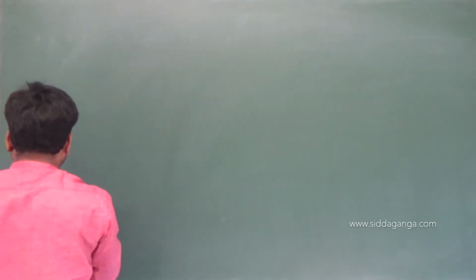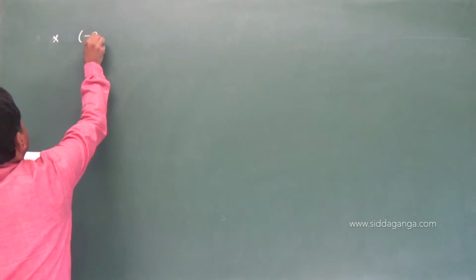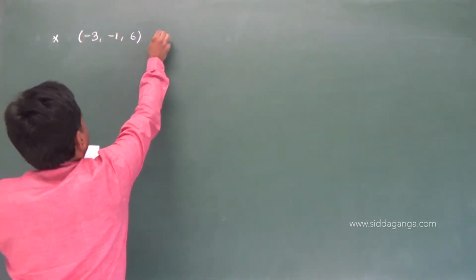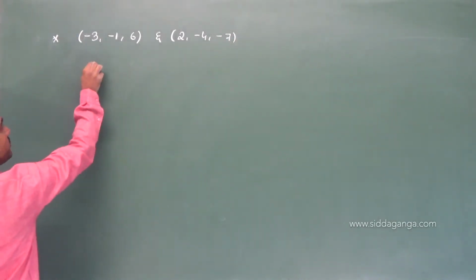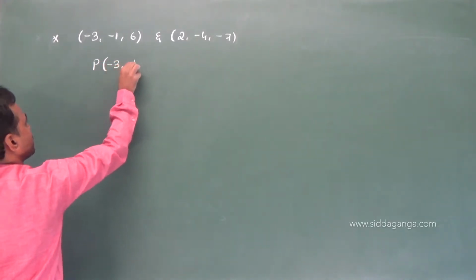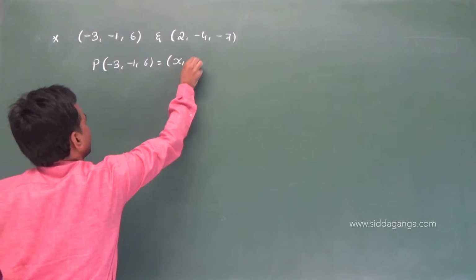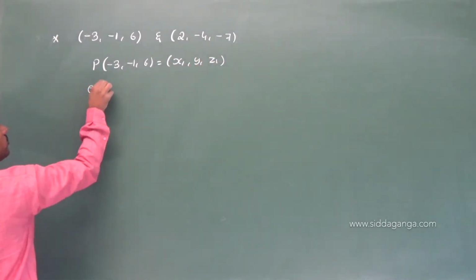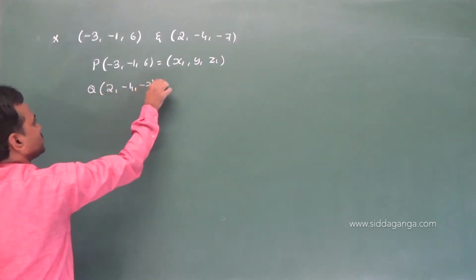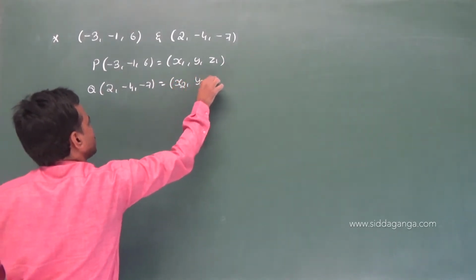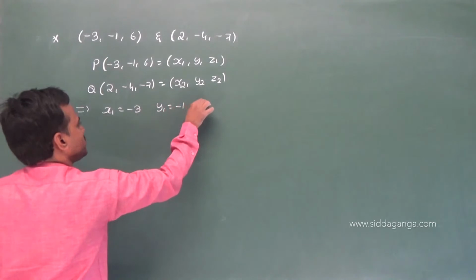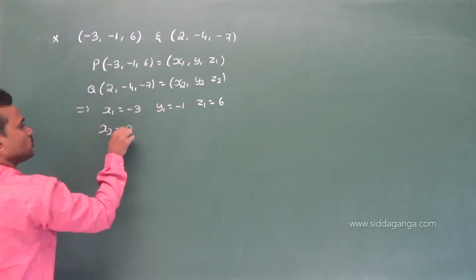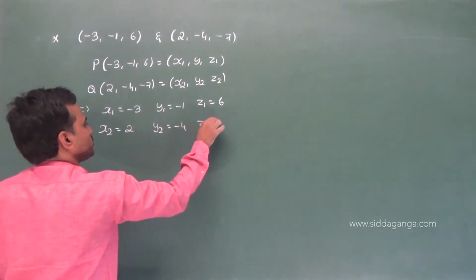Find the distance between the following points. The points are minus 3, minus 1, 6 and 2, minus 4, minus 7. Same method. The first point we treat as P, minus 3, minus 1, 6, is nothing but x1, y1, z1. The second point Q, 2, minus 4, minus 7, we treat as x2, y2, z2. That implies x1 is minus 3, y1 is minus 1, z1 is 6. x2 is 2, y2 is minus 4, z2 is minus 7.